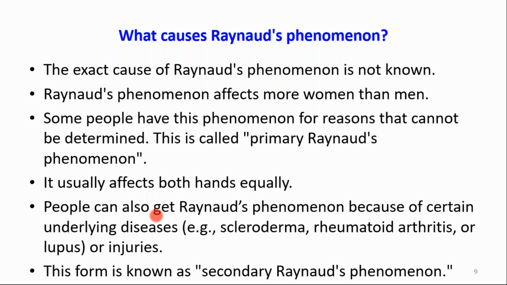People can also get Raynaud's phenomena because of certain underlying diseases. If you have some diseases like this, that can also cause Raynaud's phenomena. We don't always understand the mechanism, but we can observe impairment of the blood circulation in some parts. So if it is due to other diseases, it is called secondary Raynaud's phenomena.